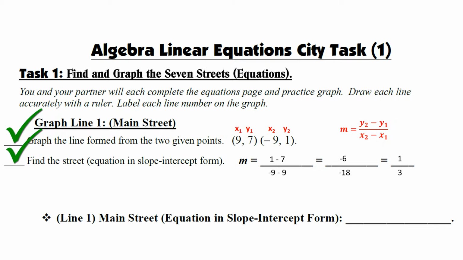It doesn't really matter which one you use, but we're going to use one of them, and we're going to plug one of those points as well as our slope into the world famous point slope form. All right, so here we go. I'm going to use the first point just because it's the first point. And I have y minus 7, which is y minus y1, equals the slope, which is 1/3, times x minus 9.